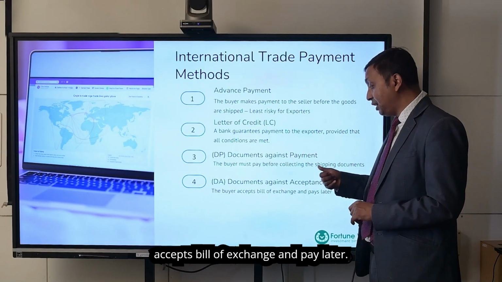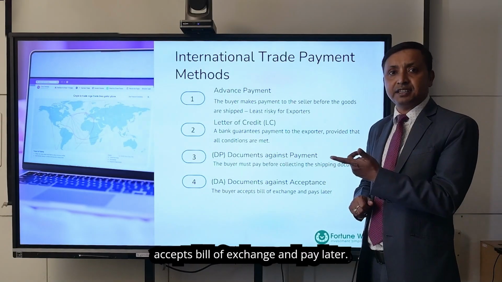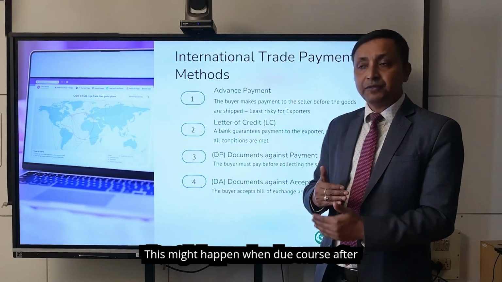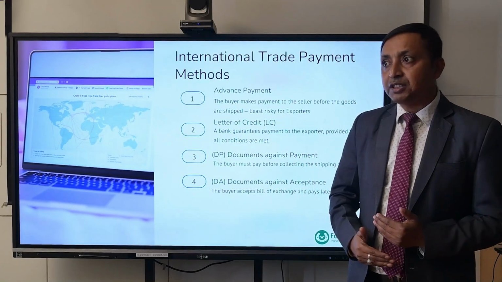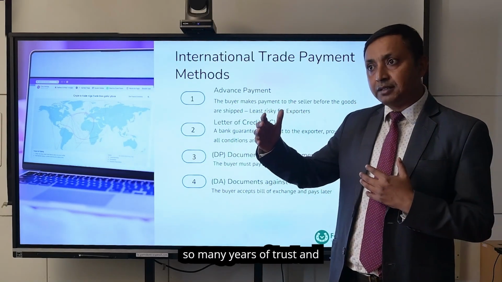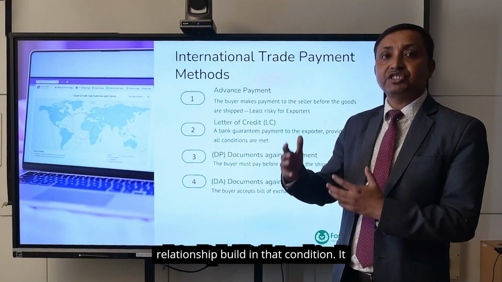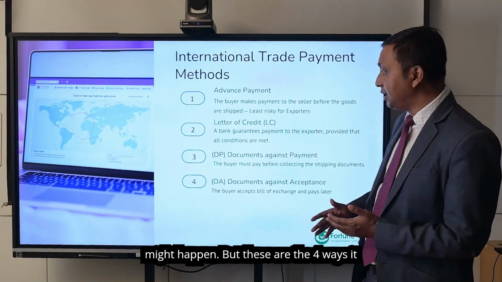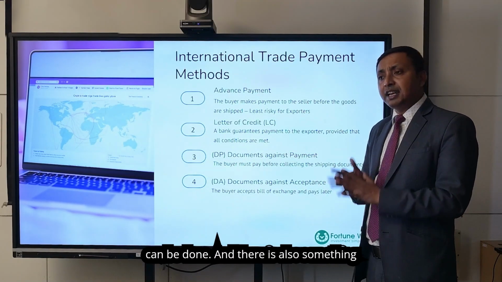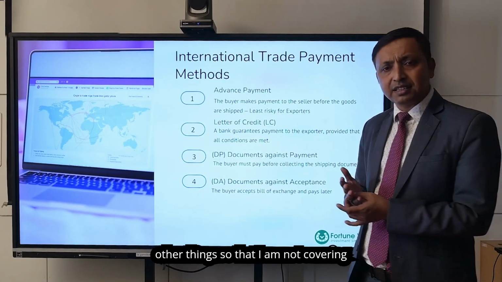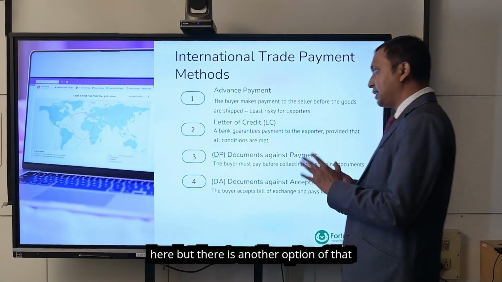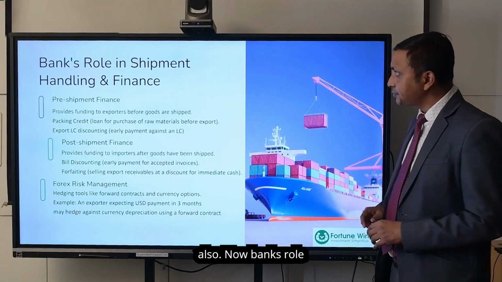The buyer accepts a bill of exchange and pays later. This might happen when, in due course, as a transaction builds, there will be so many years of trust and relationship built. In that condition, it might happen. But these are the four ways it can be done. And there is also something known as an escrow account and other things, which I'm not covering here, but there is another option of that also.